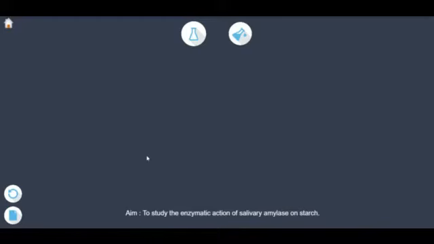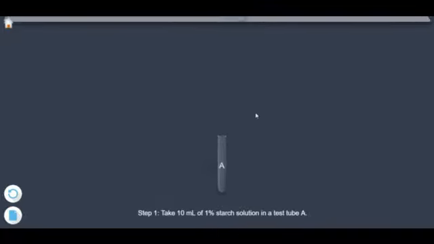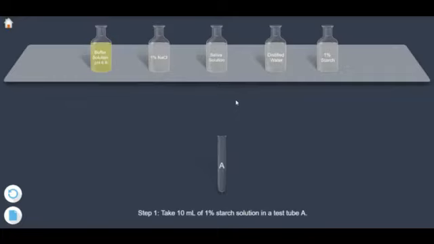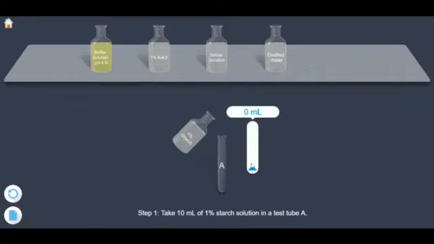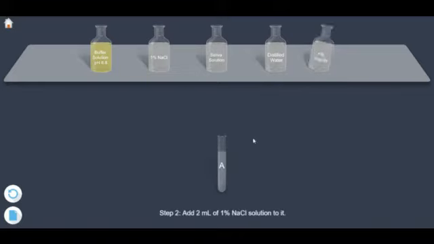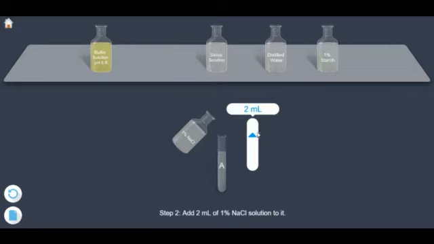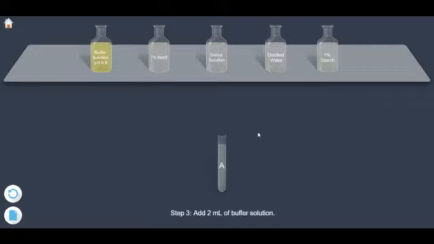To study the enzymatic action of salivary amylase on starch. Step 1. Take 10 ml of 1% starch solution in a test tube A. Step 2. Add 2 ml of 1% NaCl solution to it. Step 3. Add 2 ml of buffer solution.